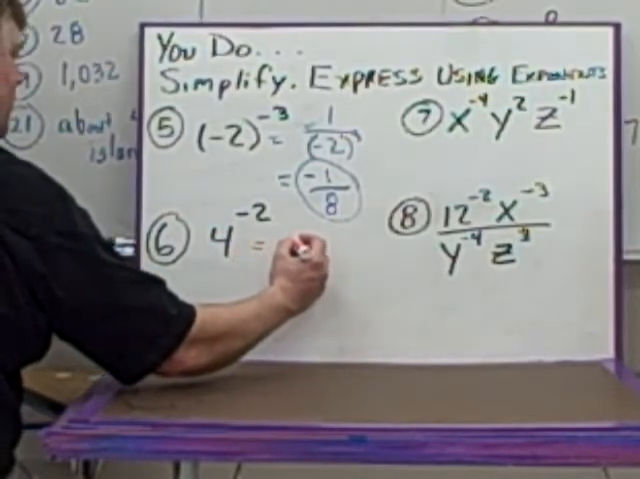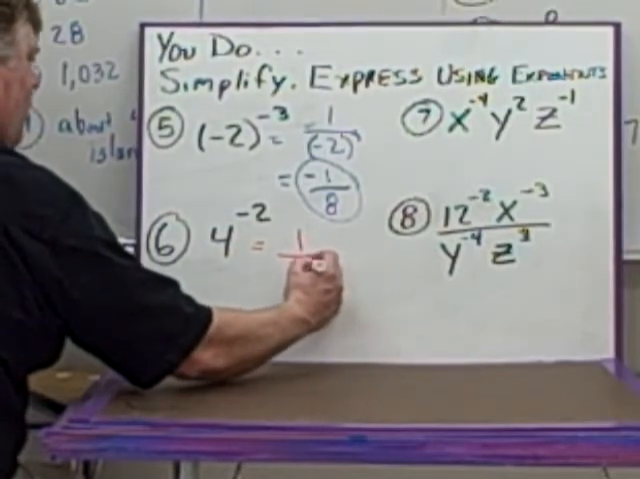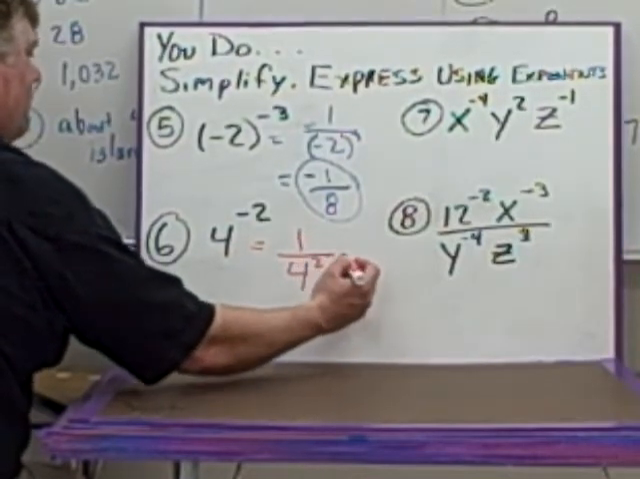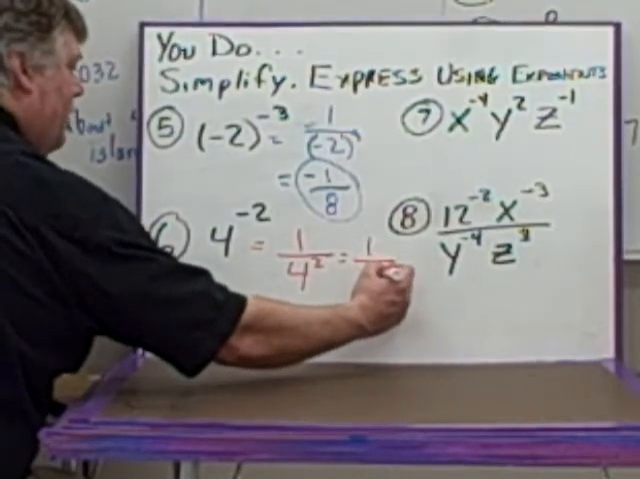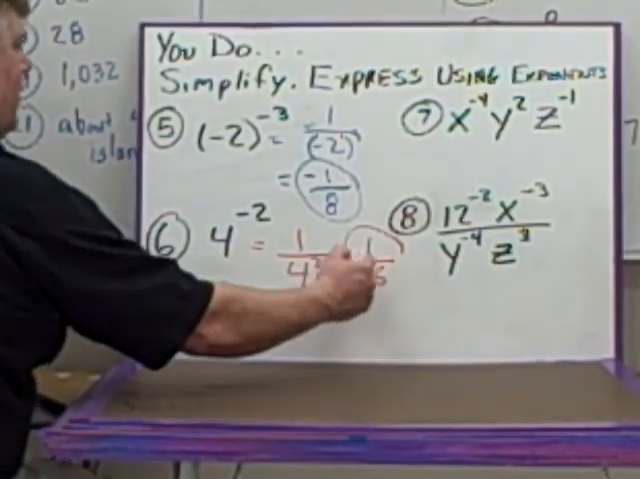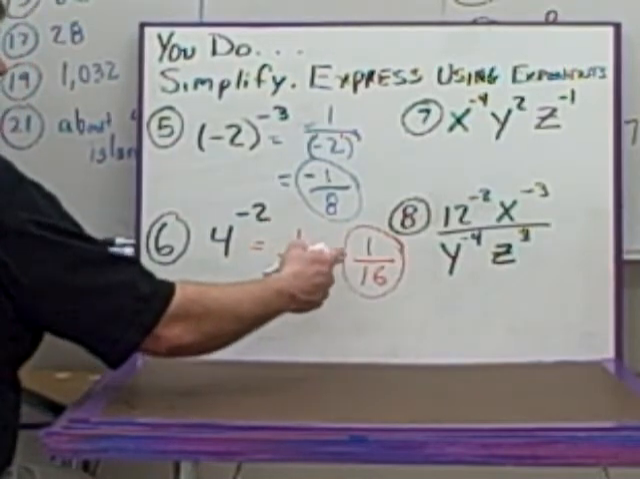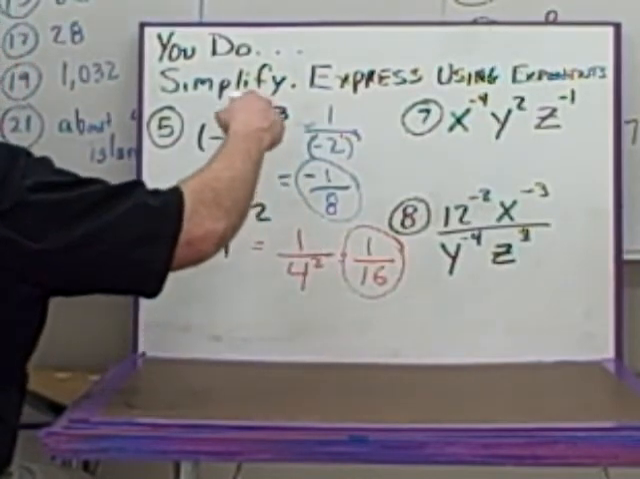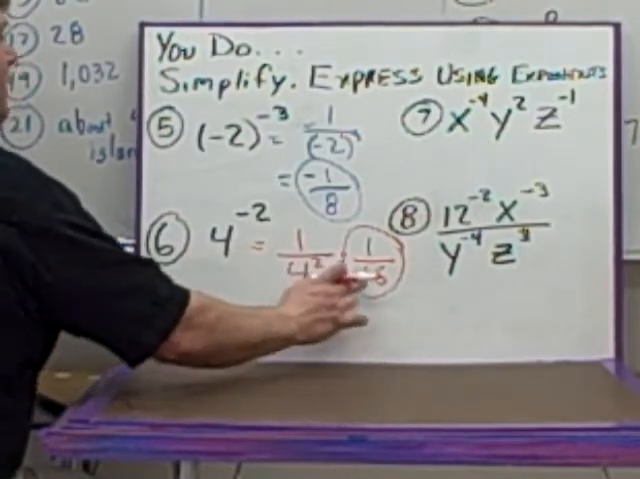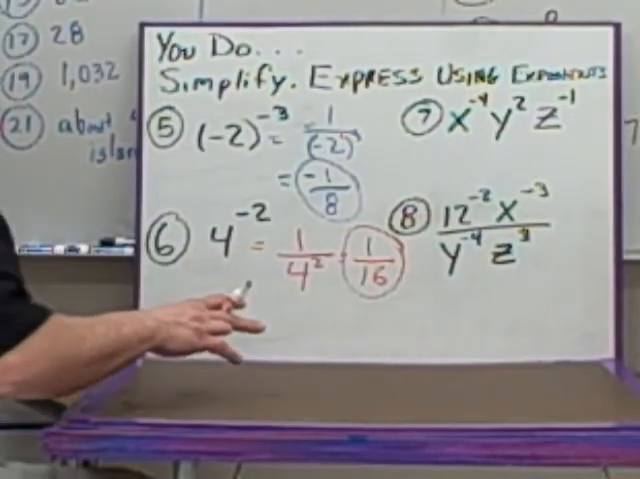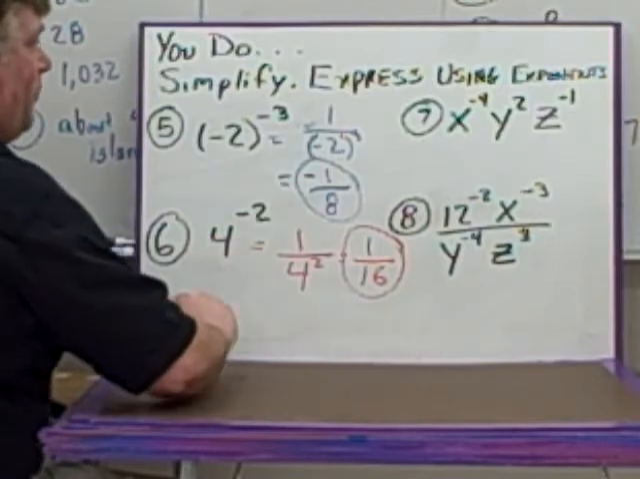On number 6, we're going to have 1 over 4 to the positive 2. 4 squared is 16, so we get 1 over 16. Remember, I am working these out to actual standard forms because when you have just numbers, the numbers should be worked out completely. Variables are left with exponents.